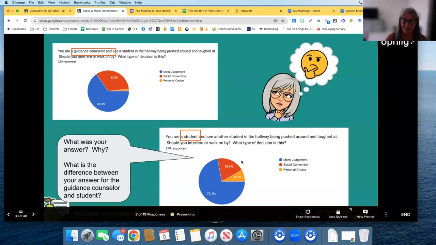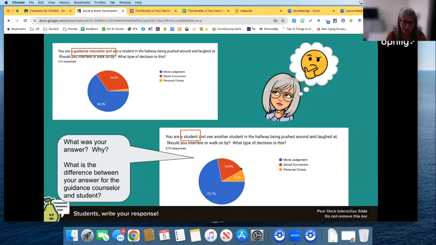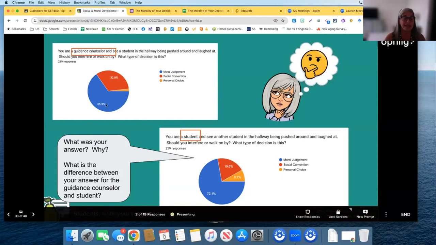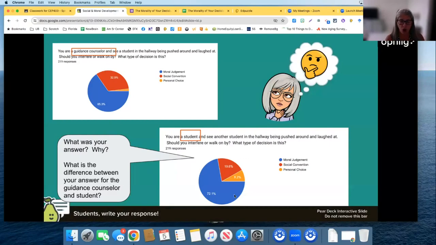So you can see here that there is no right or wrong answer. And I want you to see that we have different points of view. It's not like there's only one right answer to this, but understand that other people are seeing it differently than you. So 65% of you saw this as a moral judgment, and here, 72% of you thought this is a moral judgment. It's this inherent feeling that someone's being bullied and this is wrong.